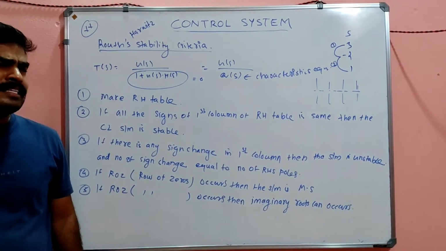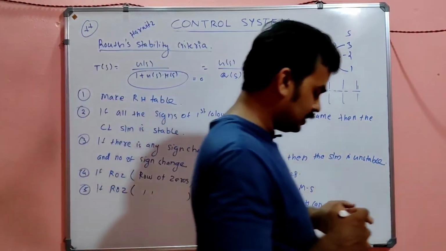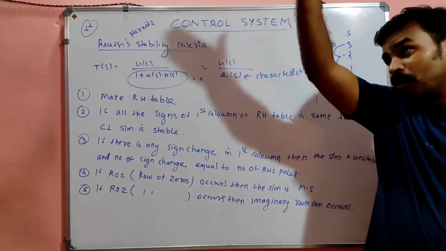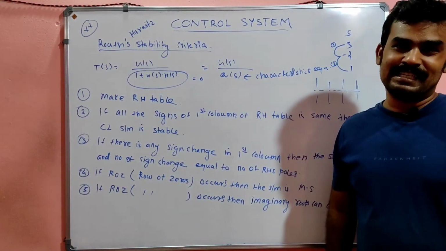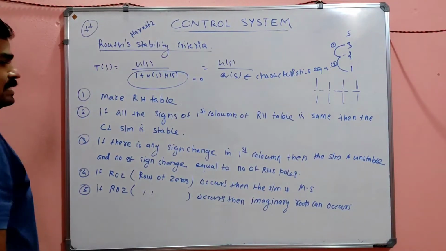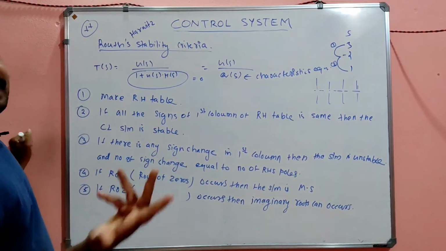The system is marginally stable means what, my dears? There are imaginary roots, which I already explained. There are roots on the imaginary axis. Then we can say that there is a marginal stability. If a row of zeros occurs, then imaginary roots can occur.